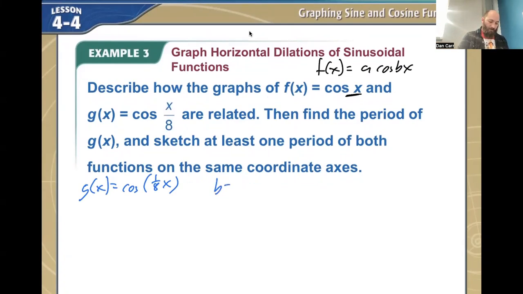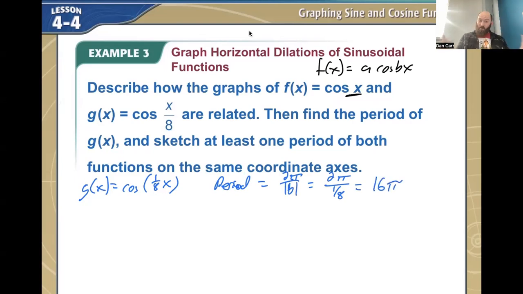The period length is equal to 2 pi divided by the absolute value of b. So in this case, I'm going to take 2 pi divided by 1/8. Well, if I'm dividing by that fraction, that's the same as multiplying by its reciprocal. So it's going to be 16 pi.